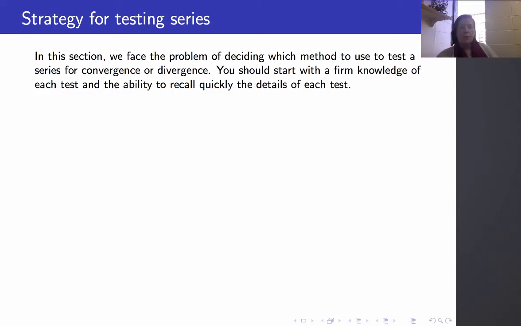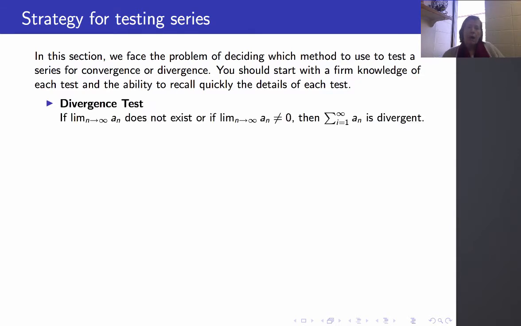In this section, we're going to look at the problem of deciding which method to use to test a series for convergence or divergence. You should start, of course, with a firm knowledge of each test and the ability to recall quickly the details of the test and when it can be applied. So let's have a look at what we have in our toolbox.